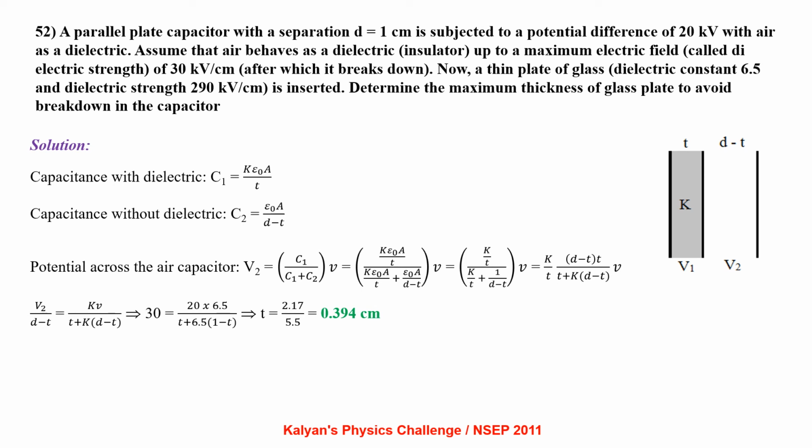Potential across the air capacitor V2 equal to C1 by (C1 plus C2) into V, which comes out to be (K by T) times (D minus T) into T by (T plus K into (D minus T)) into V. From there we can write V2 by (D minus T) is equal to KV by (T plus K into (D minus T)). So 30 equal to 20 into 6.5 by (T plus 6.5 of (1 minus T)), which gives us T equal to 0.394 centimeter.